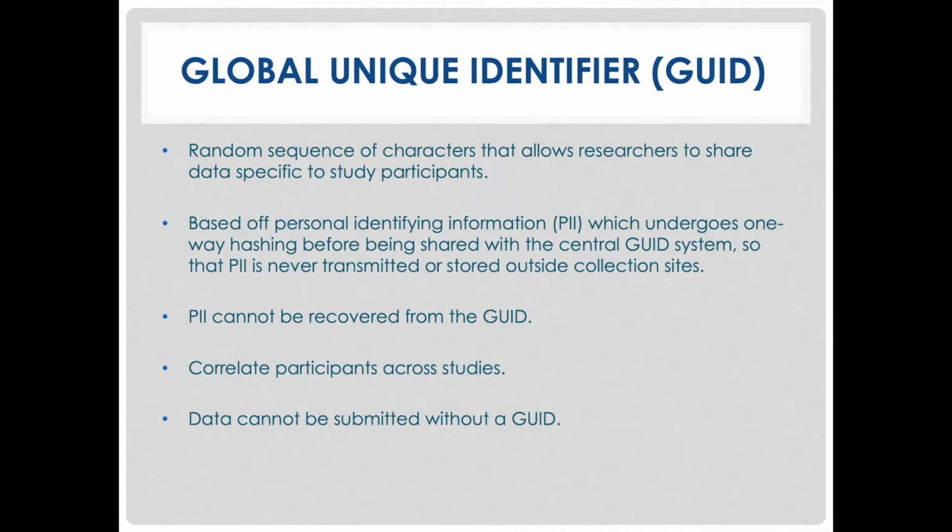PII is never transmitted or stored outside of the collection sites. This one-way hashing means that PII cannot be recovered from the GUID. Since PII for a participant will not change, this allows correlation of participants across studies. A GUID is required for a subject's data to be submitted.